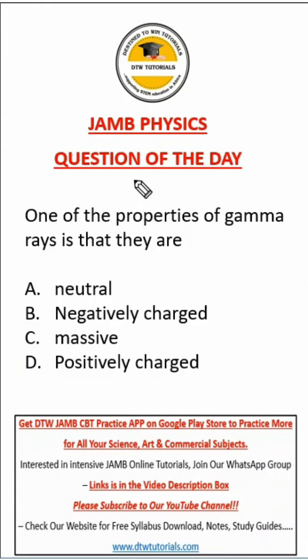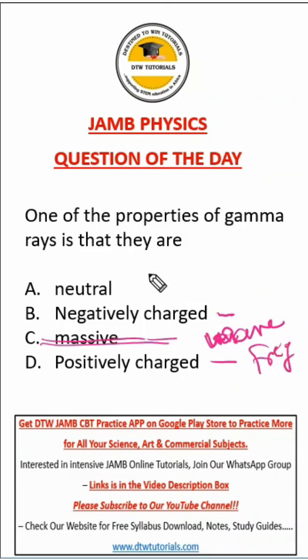Now you can get this JAMB physics question. It says one of the properties of gamma rays is that they are: A says neutral, B says negatively charged, C says massive, D says positively charged. If you look at these options, you can quickly eliminate the odd one out, and the odd one out is massive. When you're talking about gamma rays, it is not about mass, it is about wavelength and frequency. When you're talking about rays, those are waves. And also their charge.